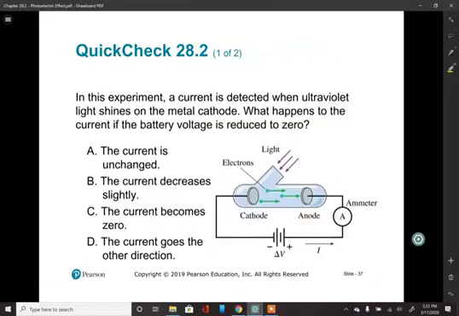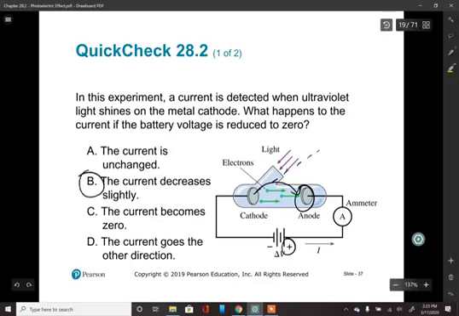Okay, a couple more practice things. So currently, we have a situation where the battery voltage is helping. This end is positive, means this is positive. If we reduce that voltage to 0, what's going to happen? Well, now we had some electrons that would go in a path like this, getting pulled towards that positive anode. And so now those are just going to keep going like that. And so we're going to have a decrease, but not a removal of current.